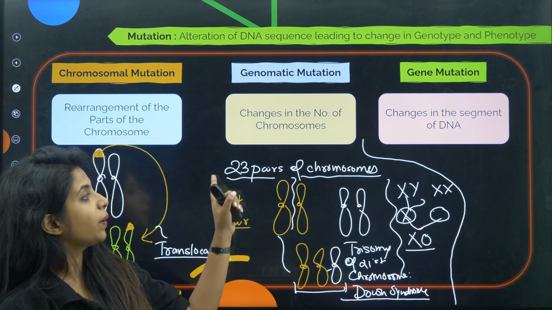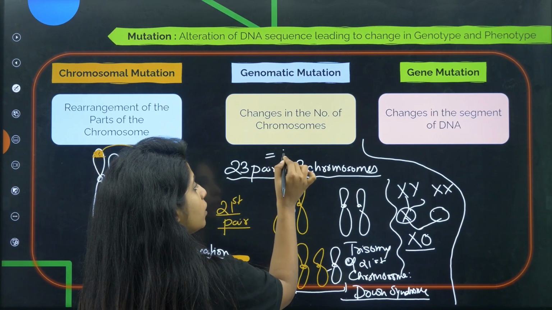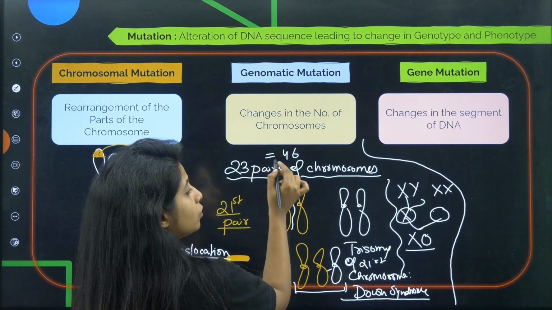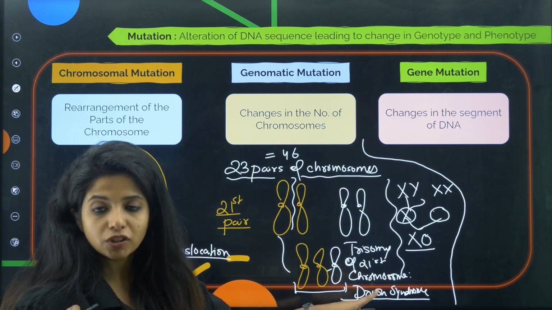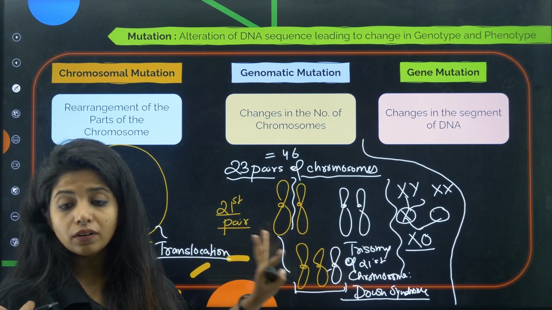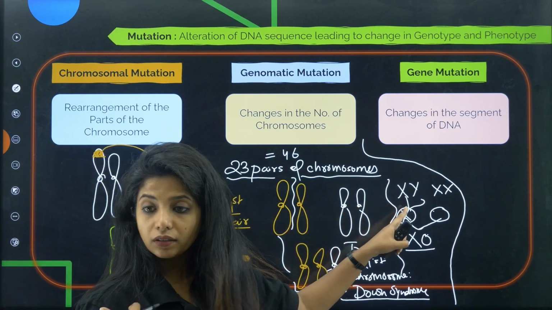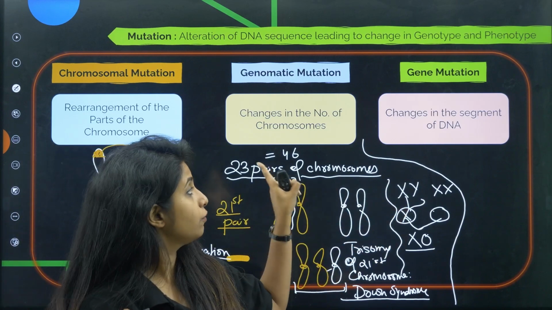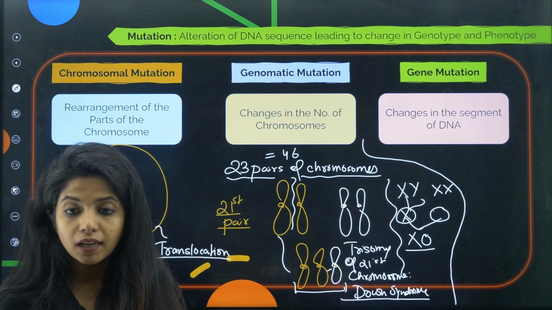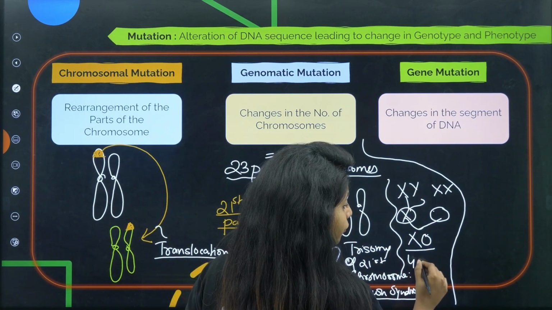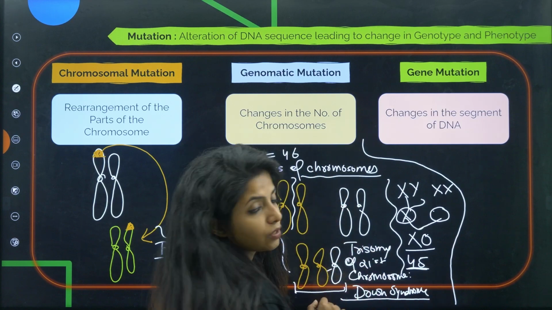So if we have 23 pairs of chromosomes, in total we have how many chromosomes, children? 23 pairs, so 23 into 2, 46 chromosomes we usually have. Here the case is different where one more extra chromosome is there, so there are 47 chromosomes. But over here the things are twisted. It should be 46, but one chromosome has not come down from one parent's end, which is why it is now 45. And this is known as Turner syndrome.